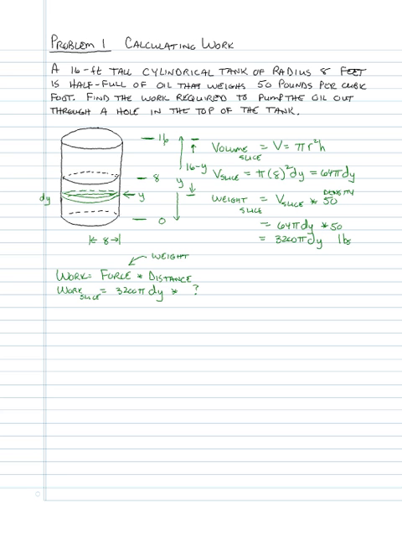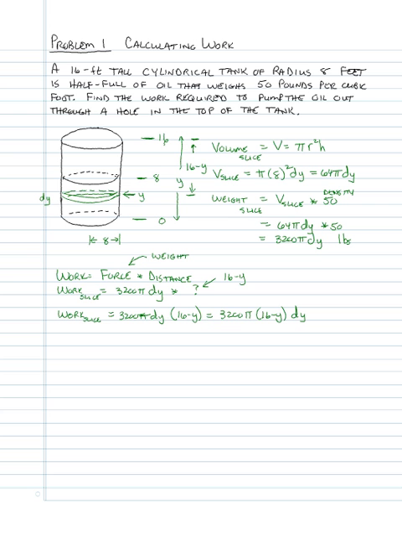So that's the distance. So the distance in this case, that question mark, is the 16 minus y. Okay? So the work required to move one slice, if it's at the y level, is 3,200 pi dy times 16 minus y. So let's rewrite that as 3,200 pi times 16 minus y dy.